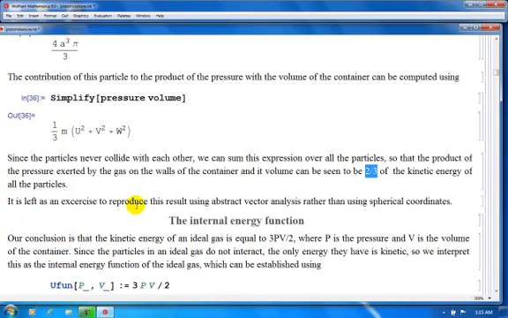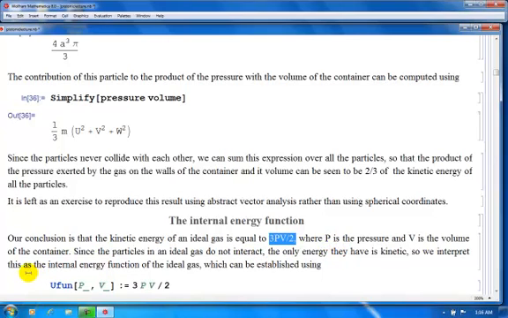Anyway, it's left as an exercise to reproduce this result using abstract vector analysis rather than spherical coordinates. You'll have a lot of fun with that. Okay, so now our conclusion is that the kinetic energy of an ideal gas is equal to 3/2 times the pressure times the volume, where P is the pressure and V is the volume of the container. Now, since the particles in an ideal gas do not interact, the only energy they can have is kinetic.